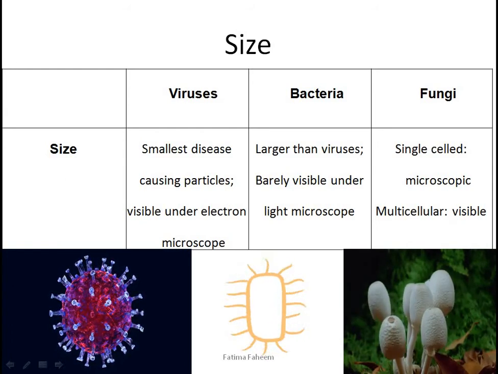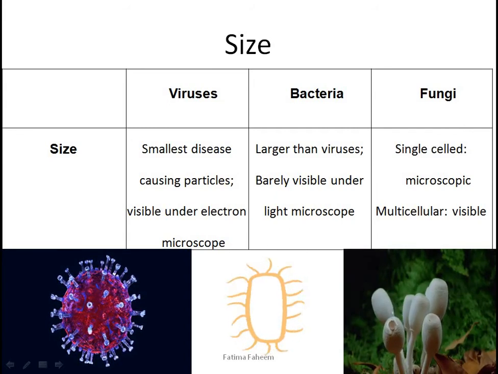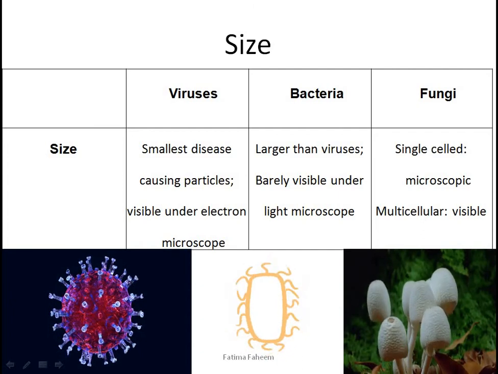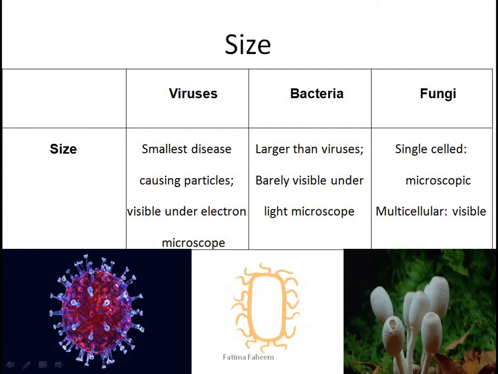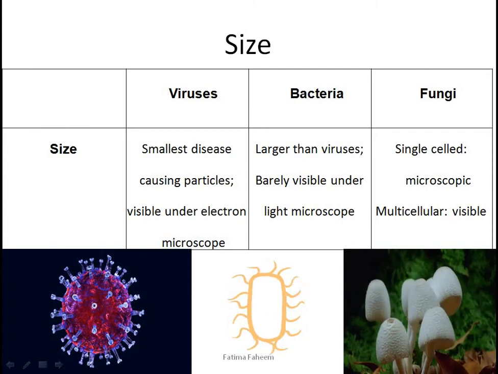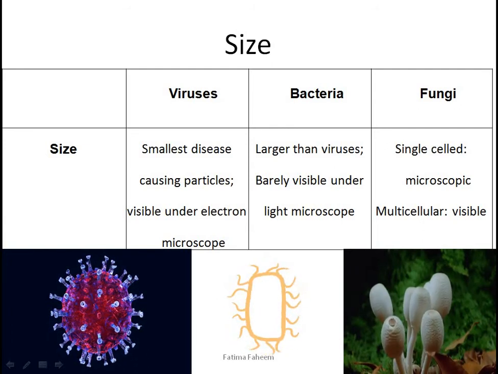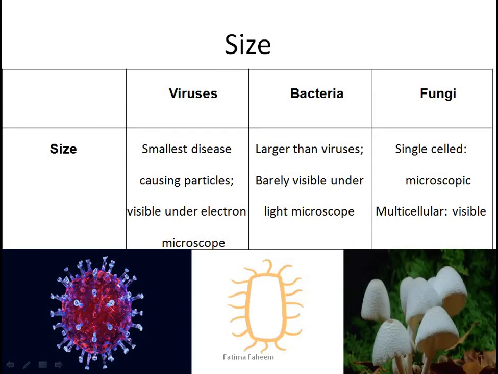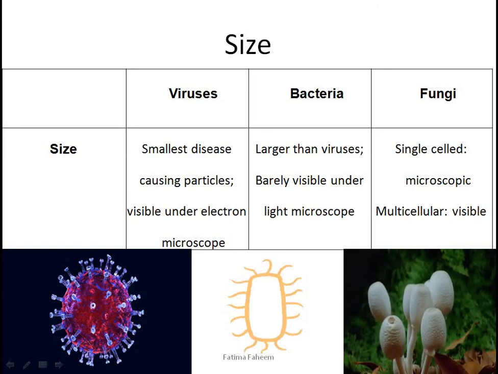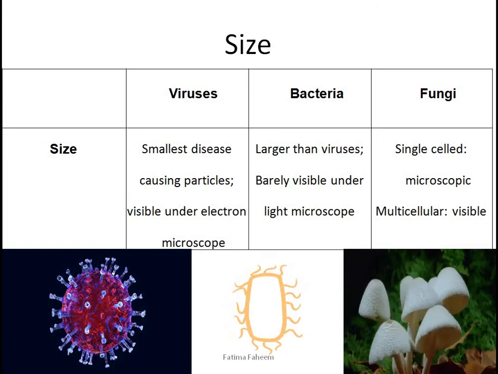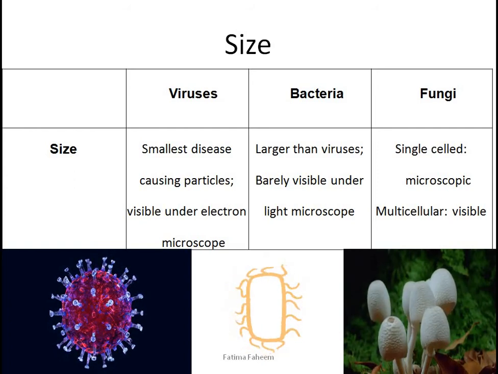Viruses are the smallest disease-causing particles. It means they are pathogens and they are only visible under the electron microscope. On the other hand, bacteria are larger than viruses and they are barely visible under the light microscope. Fungus can be multicellular or single-celled, or unicellular. In unicellular, we will read about yeast, and in multicellular fungus, we will see the structure of bread mold. Mind that the mushroom is actually a fungus, a multicellular fungus.